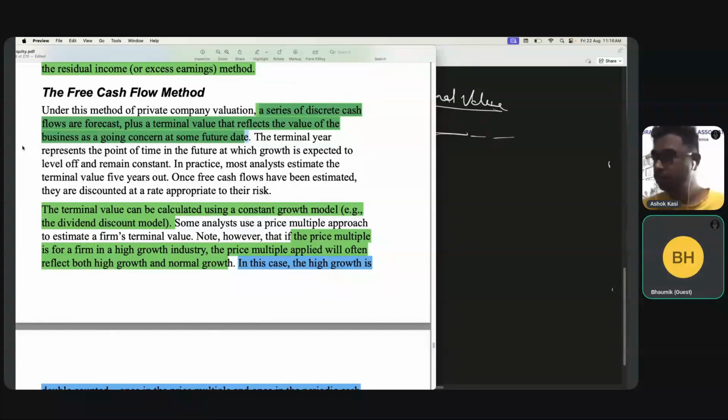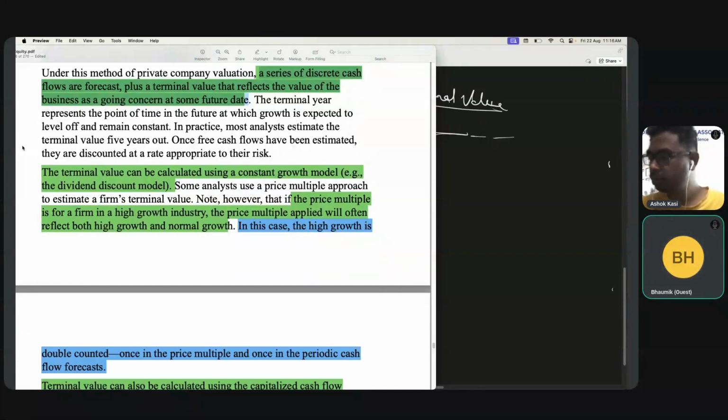Sir, how can we use a price multiple to estimate the firm's terminal value? If the firm is in a high growth industry, the price multiple applied will often reflect high growth. Remember the residual income model we did last? There at the end we applied the price multiple, right? Price to book value. Got it.